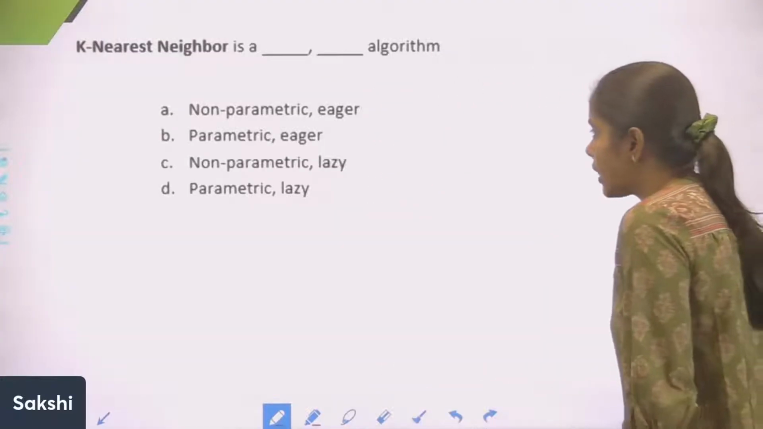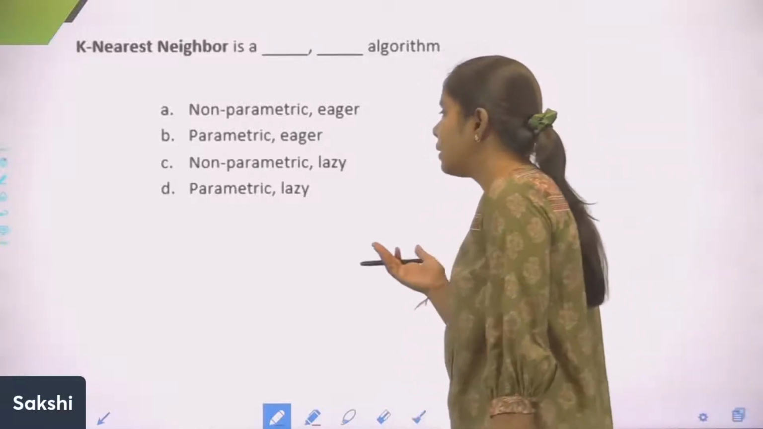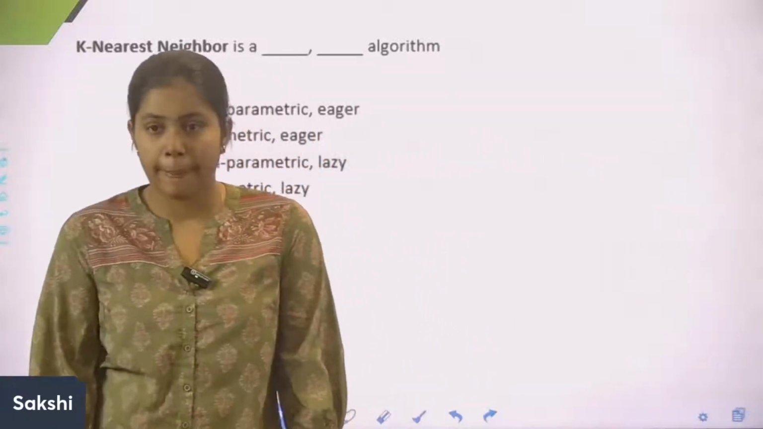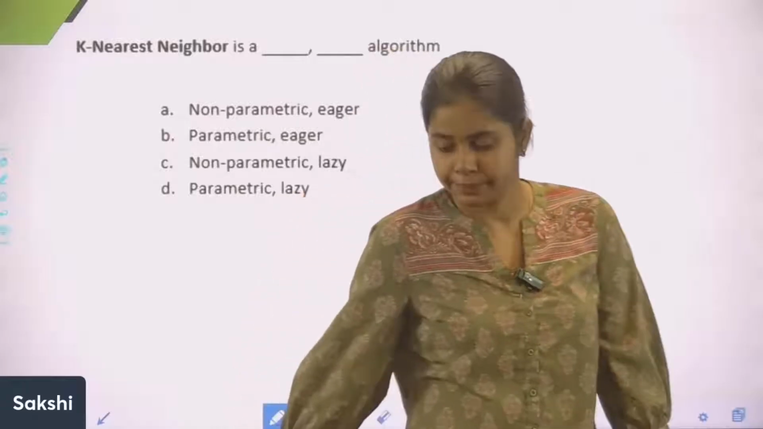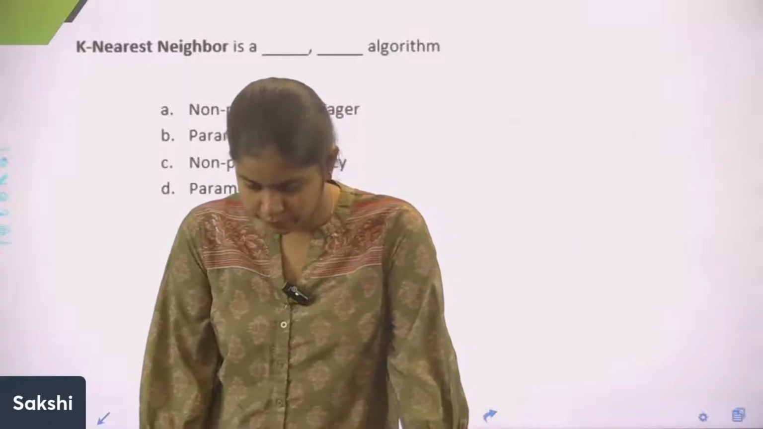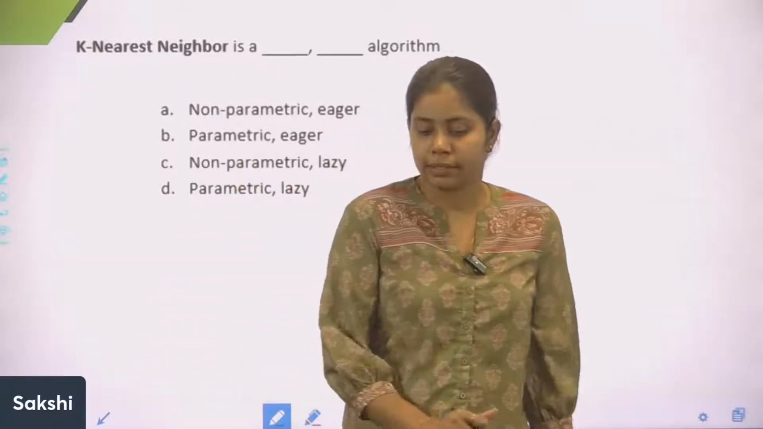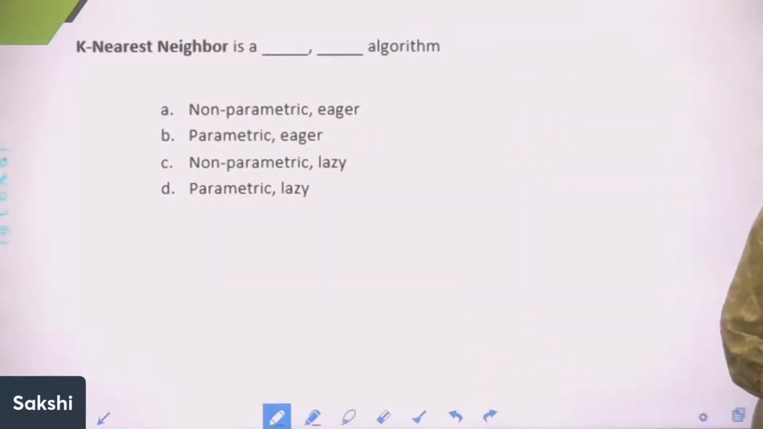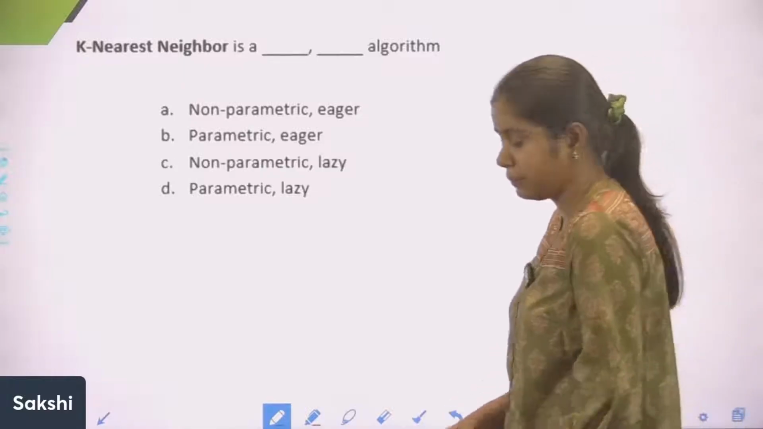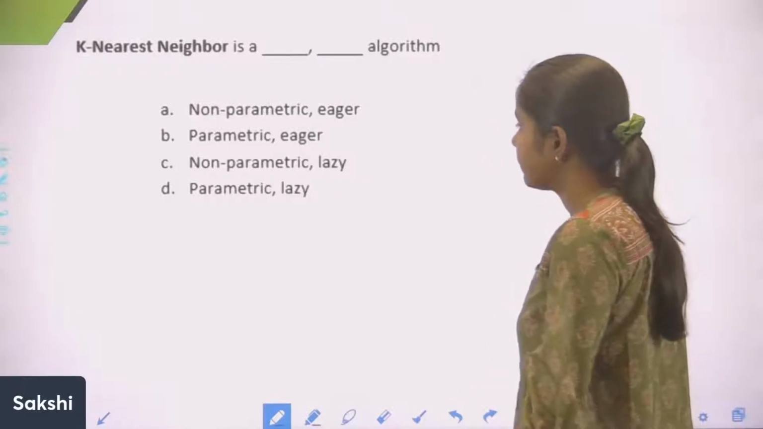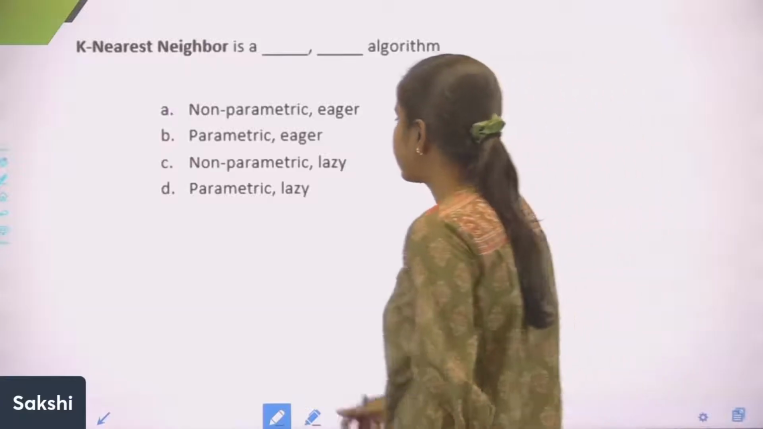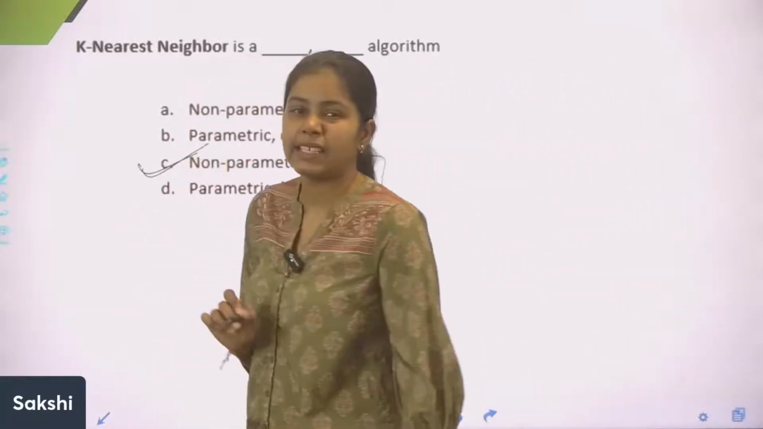So guys, this is another question. K nearest neighbor is: non-parametric eager, parametric eager, non-parametric lazy, or parametric lazy? What can we say about k nearest neighbor? Right, Azam, we can say that. That would be the correct thing. Right, guys. So k nearest neighbor is non-parametric and it is a lazy algorithm.